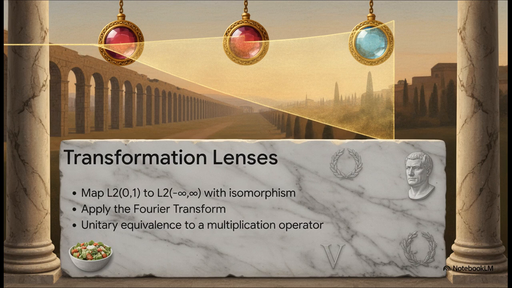Then, they push it through a Fourier transform. And this elegant sequence reveals something mind-blowing. Our complex integral operator is actually unitarily equivalent to a multiplication operator. In the math world, that is a massive win. Multiplication operators are just vastly easier to analyze. They literally turn tangled calculus problems into straightforward algebraic multiplication.